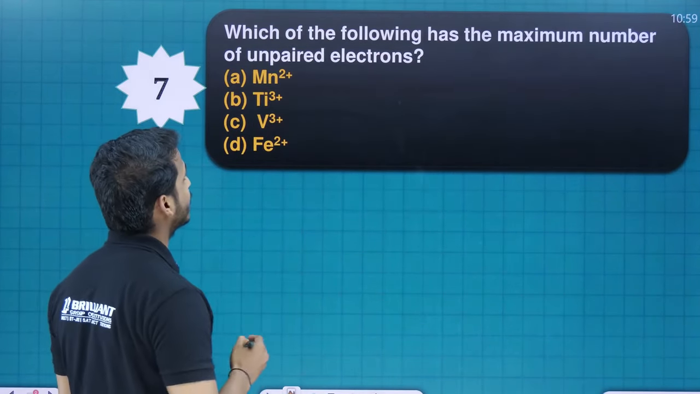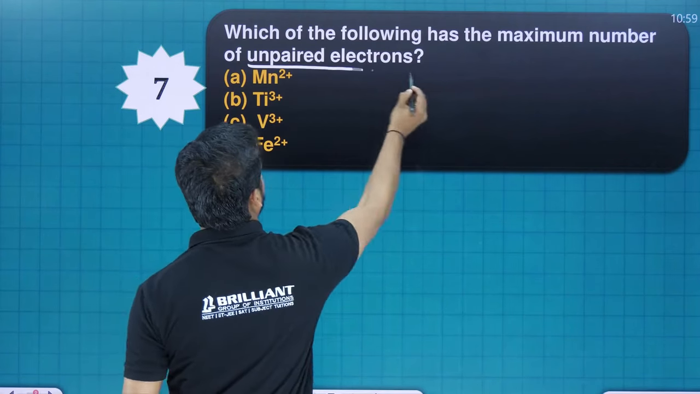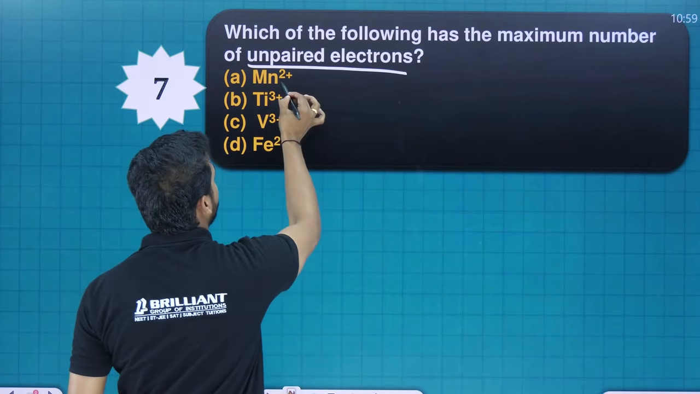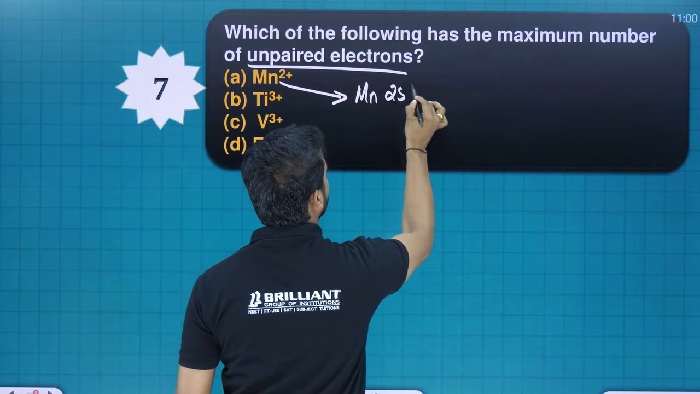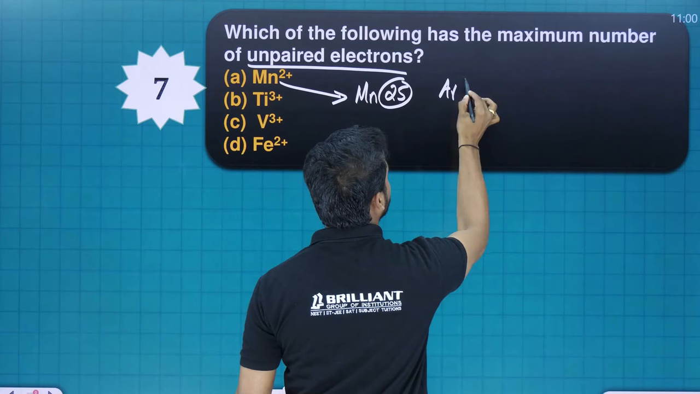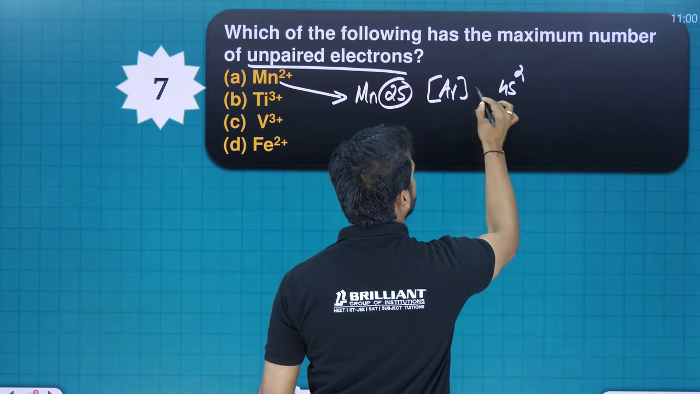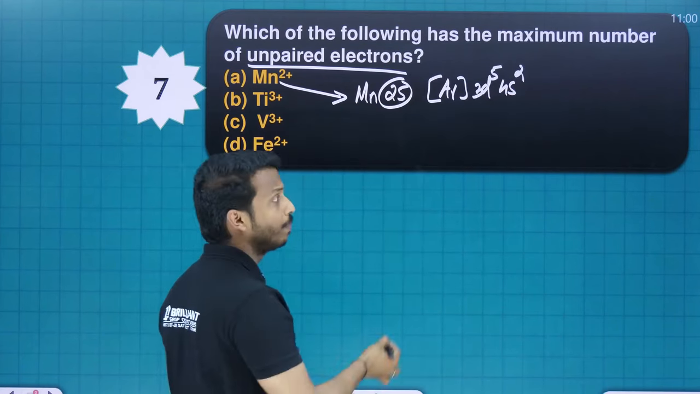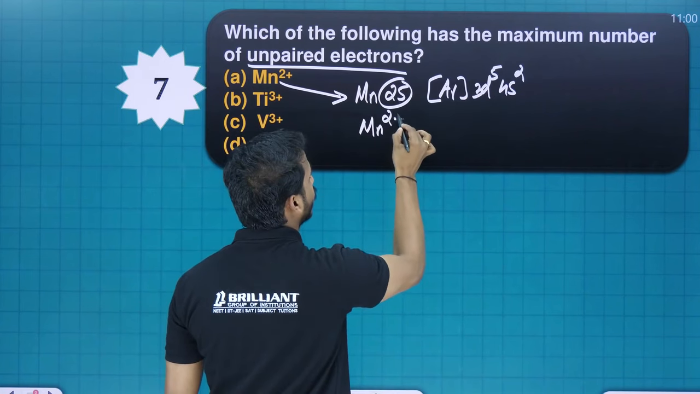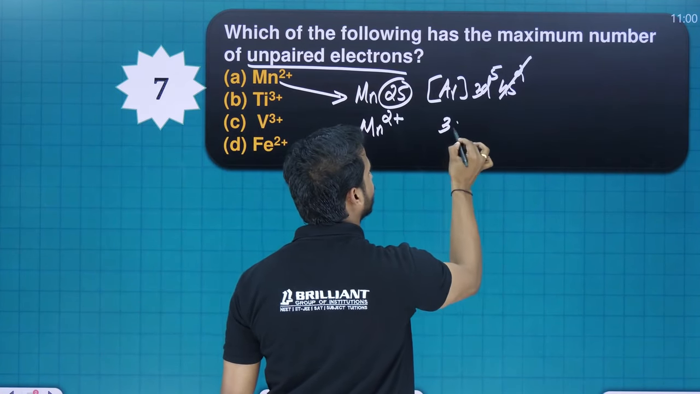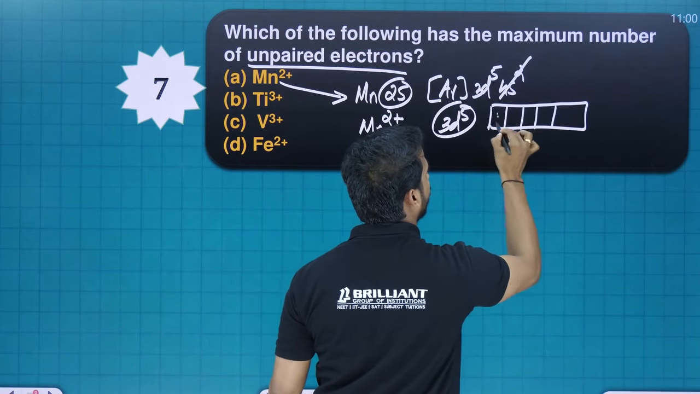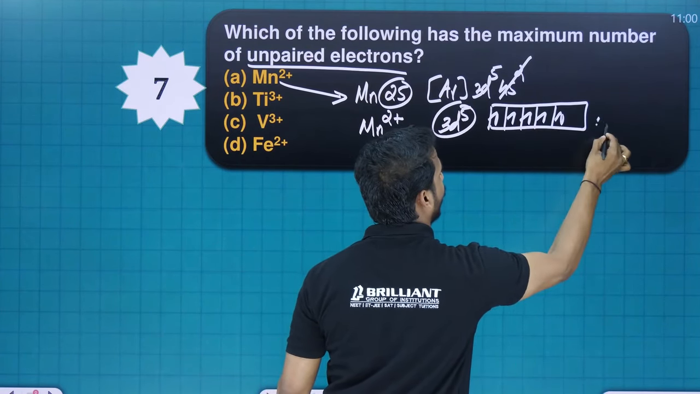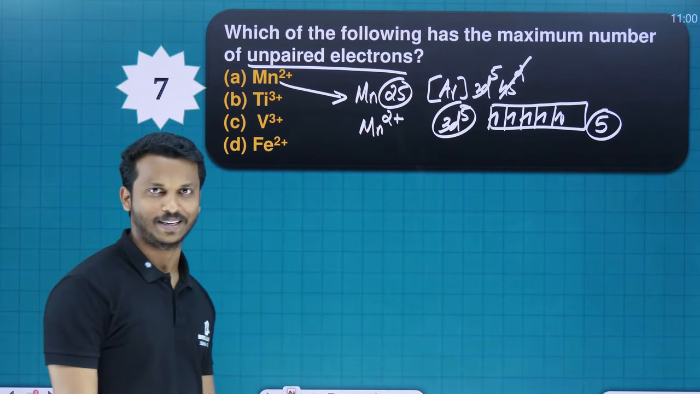Which of the following has the maximum number of unpaired electron? Maximum. Let's see manganese. What is manganese atomic number? Manganese atomic number is 25. So we can write it as argon 4s2 3d5. Ready? What do you mean by Mn2+? 2+ mean 2 electron loss. What is left? 3d5. 3d5 means how many unpaired electrons here? There will be 1, 2, 3, 4, 5. 5 unpaired electrons will be there.